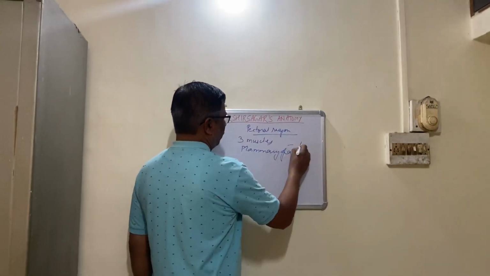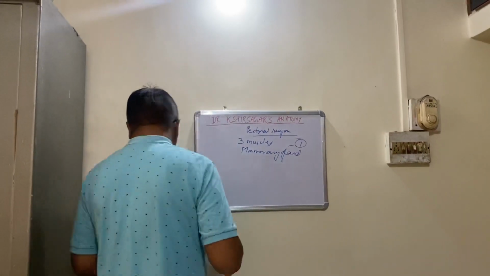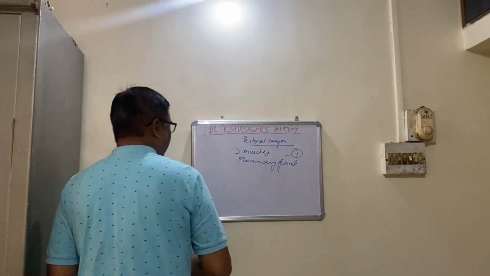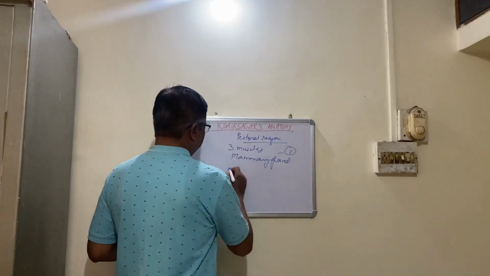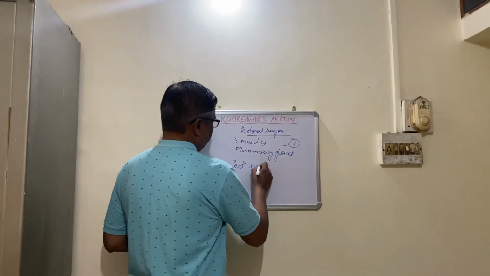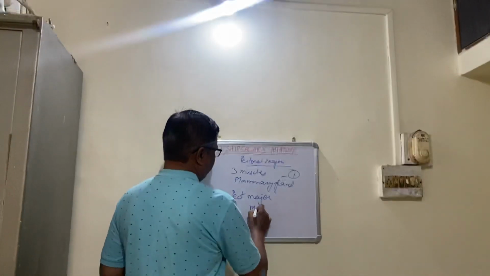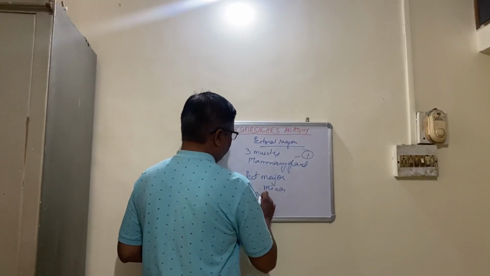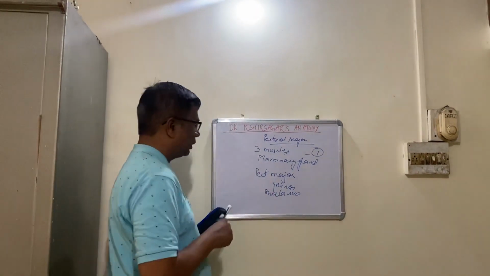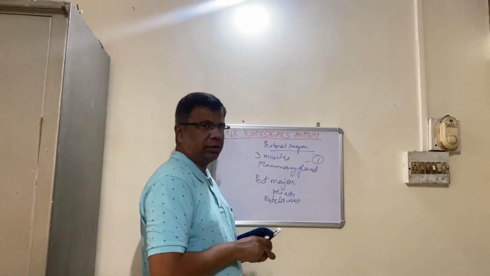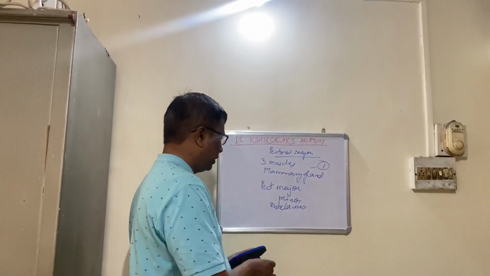Now today I am going to talk about the three muscles of the pectoral region. The three muscles which we are going to talk about will be the pectoralis major, then the pectoralis minor, and the subclavius. I will take serratus anterior later. We will concentrate today only on these three muscles, the pectoralis major, pectoralis minor, and the subclavius.